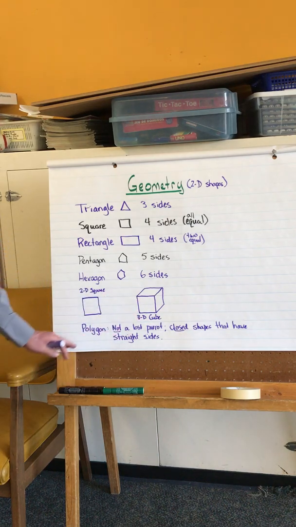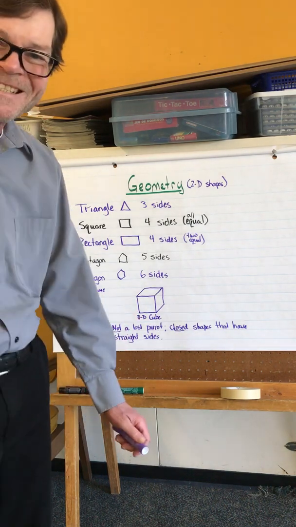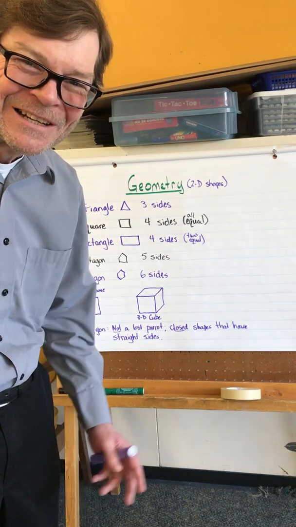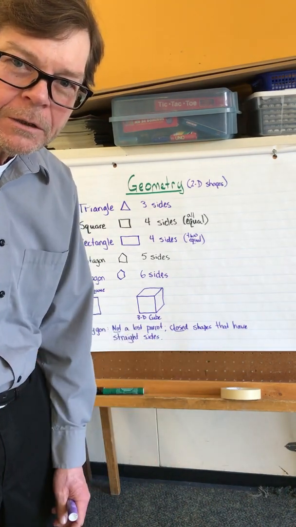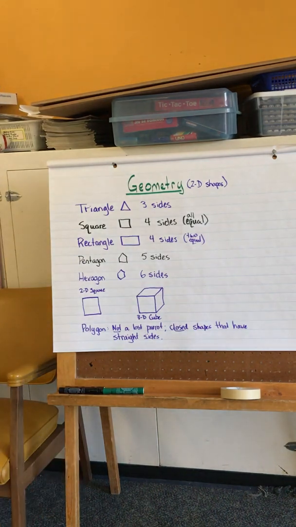We'll also talk about how a polygon is not a lost parrot. Get it? Polygon, lost parrot. Okay. Anyway. All right, so let's start with a triangle.